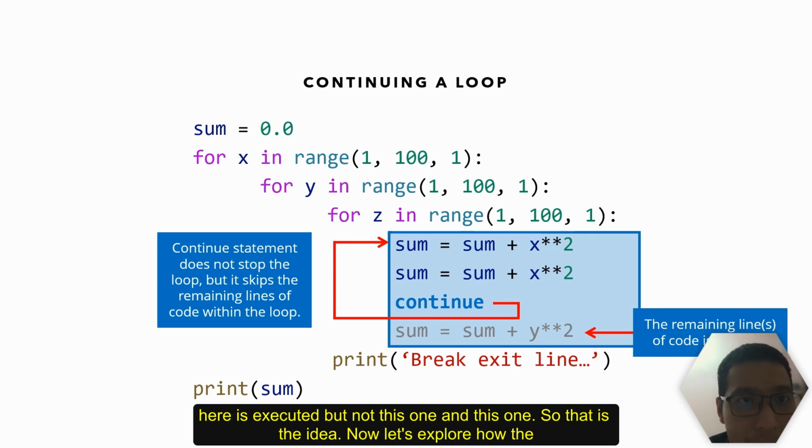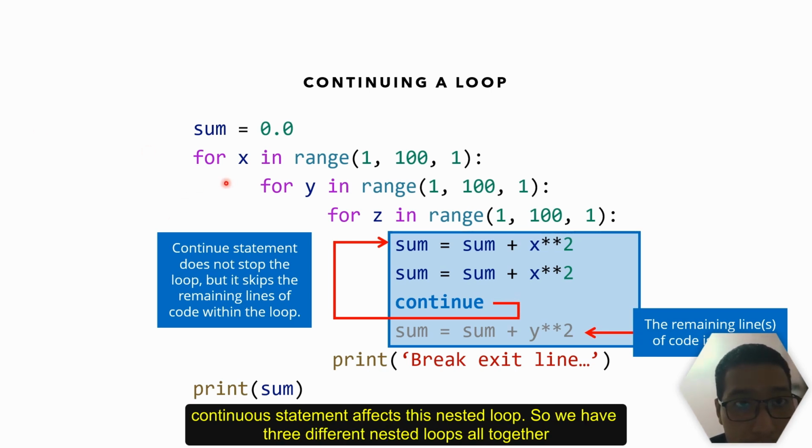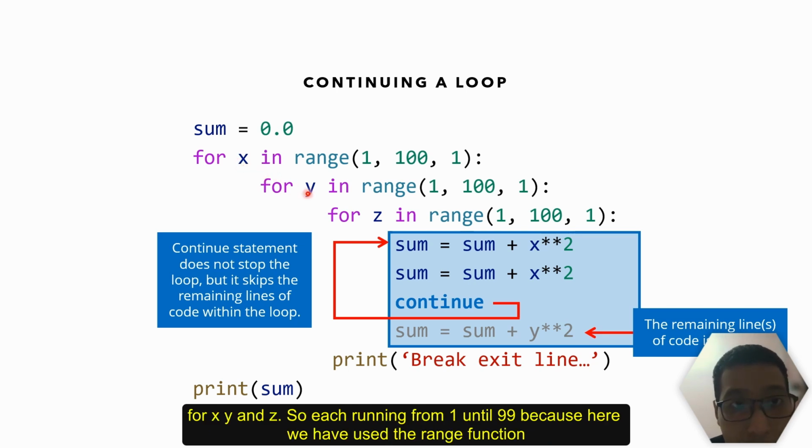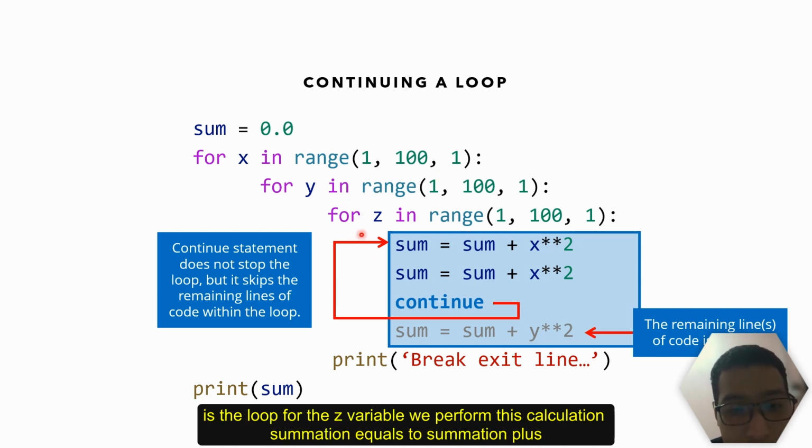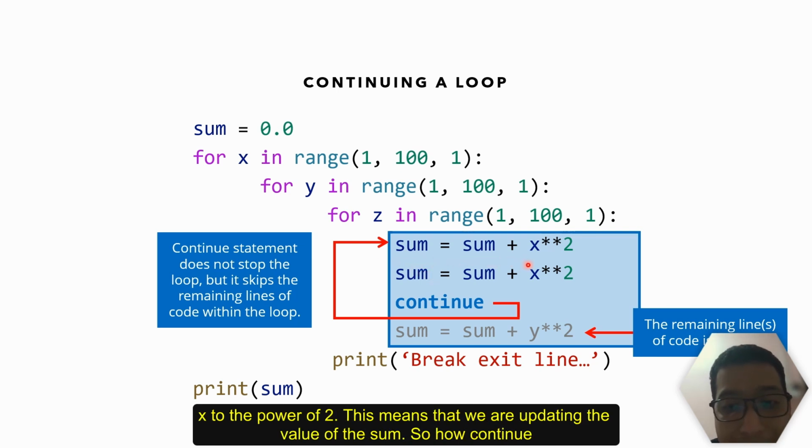Now, let's explore how the continue statement affects this nested loop. So we have three different nested loops altogether for x, y, and z, each running from 1 until 99, because here we have used the range function starting from 1 and we end at 100 with a step interval of 1. So inside the innermost loop, which is the loop for the z variable, we perform these calculations: summation equals summation plus x to the power of 2. This means that we are updating the value of the sum.